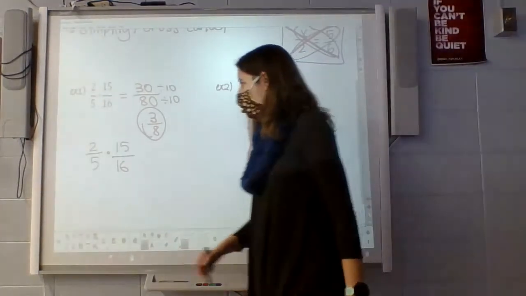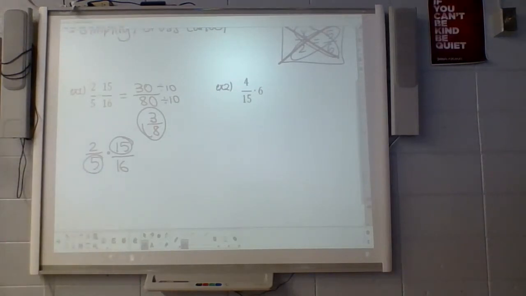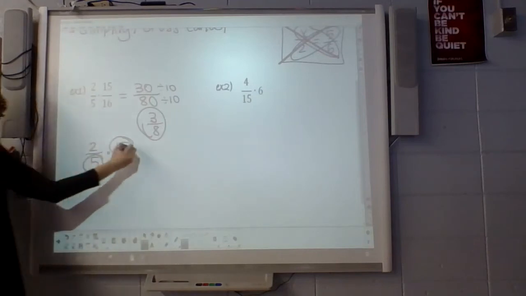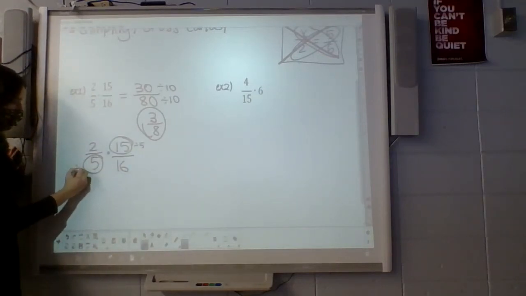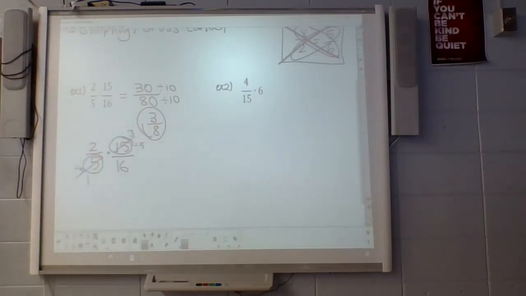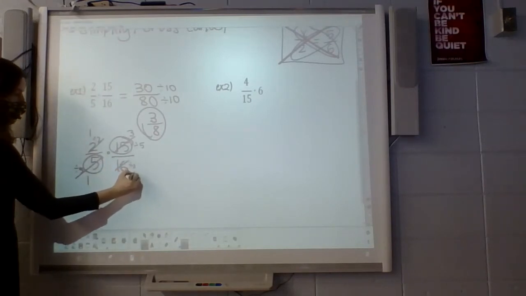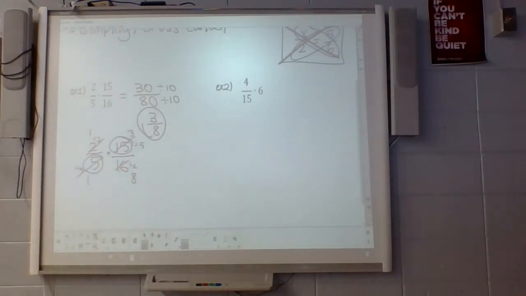So if I look at 5 and 15, what can those both be divided by? By 5? Yeah, it ends up being 3, but we can divide them both by 5. So this would become a 1, this would become a 3. How about the 2 and 16? We can divide them by 2. That would be 8. So this is an alternate way. Now some of you guys are like, oh my gosh, what did she just do there? Why did she do that?